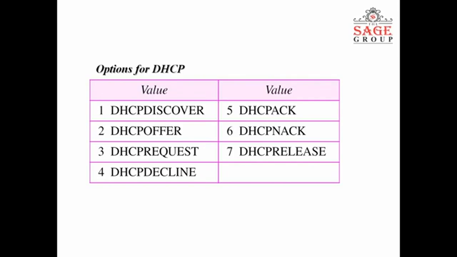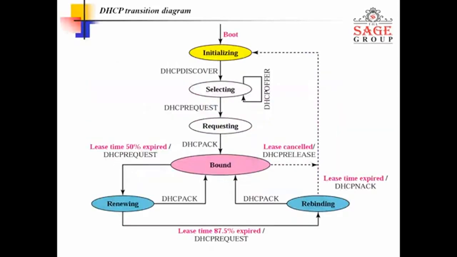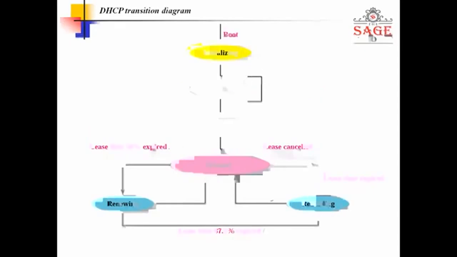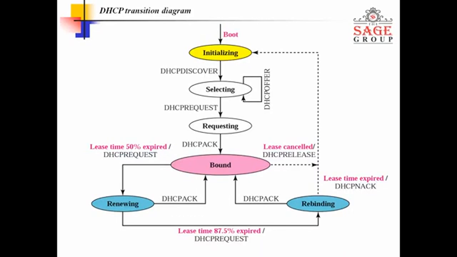Next, this is the transaction diagram of how DHCP works. In this diagram, there are basically 6 states. First is initialization. Second is selecting. Third is requesting. Fourth is bound. Fifth is renewing. Sixth is rebinding. Let me explain how it works. The server boots the application. DHCP boots at the server end.